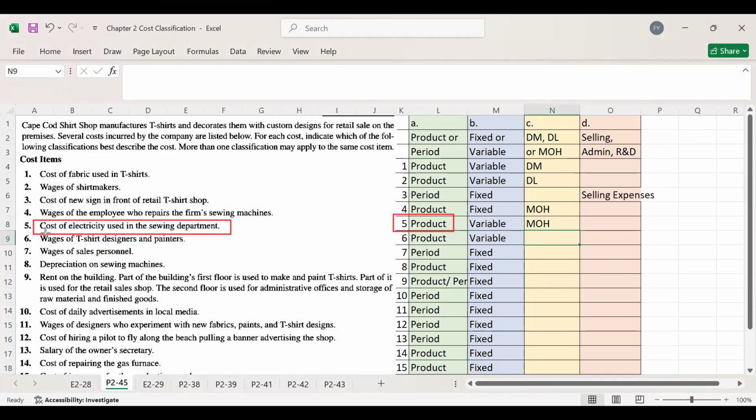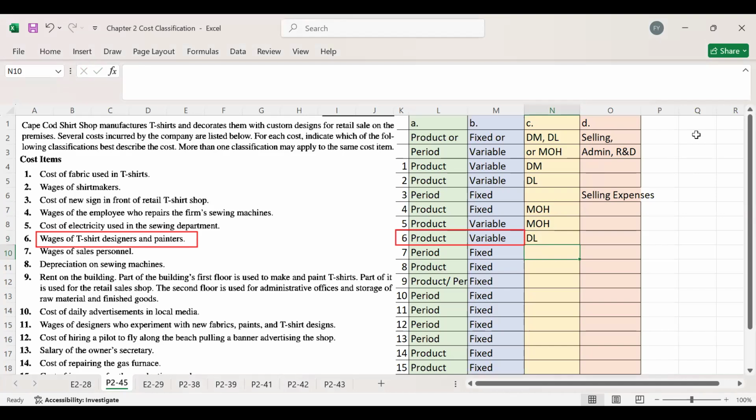The next example is about the wages of t-shirt designers and, you can say, painters. Painters are those who paint different logos on the t-shirts, and so they are part of the main product, and they are directly involved in the production. So that's why they are called direct labor. They are part of the direct labor.